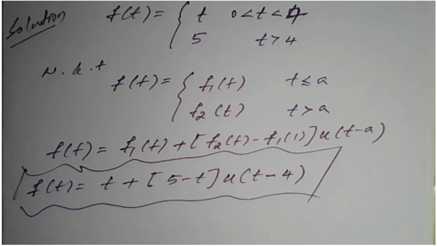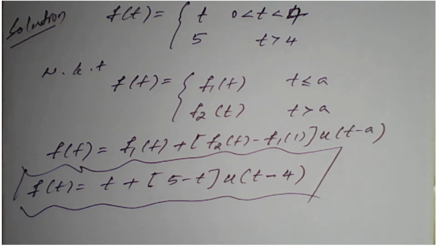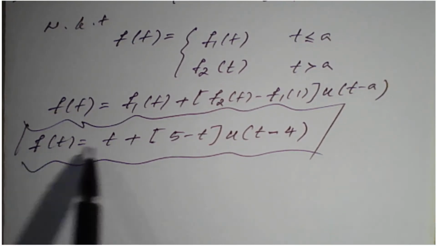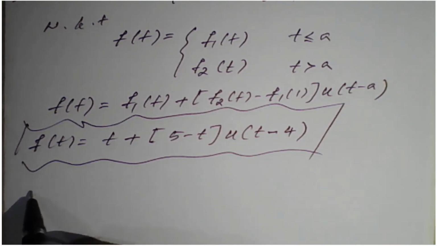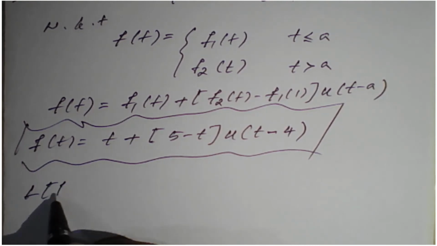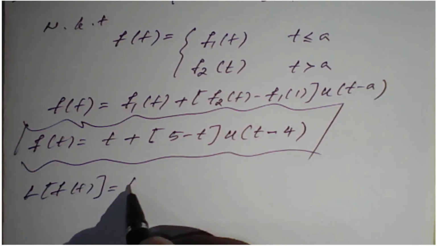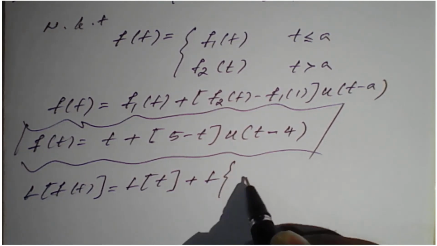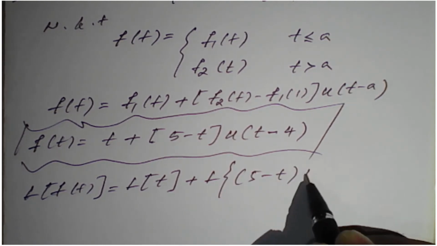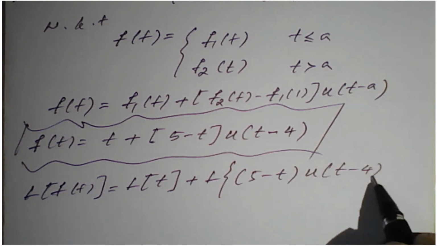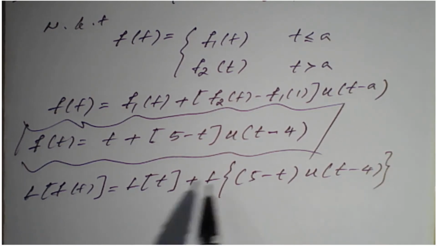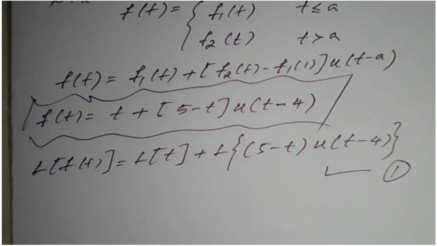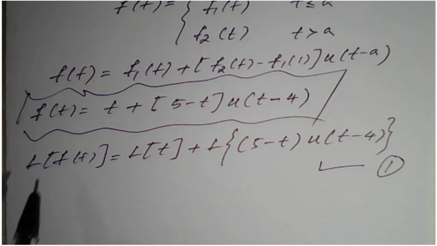So we need to simplify this. The first term is simple, but the second term has the unit step function, and we need to apply it. Now for this f of t, we need to apply the Laplace transform. Therefore, Laplace transform of f of t is equal to Laplace transform of t plus Laplace transform of pi minus t into u of t minus 4. I will give equation number 1 for this. From this, one by one we'll solve.